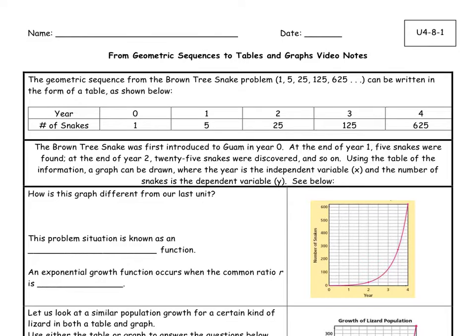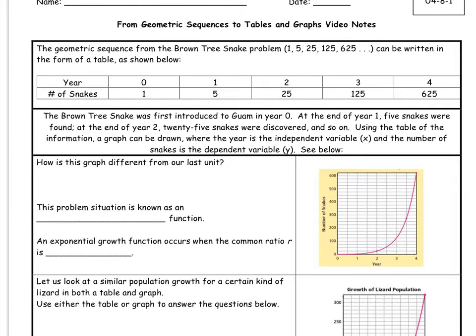So we're back to our brown tree snake from class the other day. So here is the sequence again for the brown tree snake. This is the year 0, this is where it begins, 1, 2, 3, 4, and the number of snakes. So at year 0 we started with 1 snake, and year 1 there was 5, and year 2 there was 25, then 125, then 625. And keep in mind that time is our x, an independent variable, and the number of snakes is our y, or dependent variable.